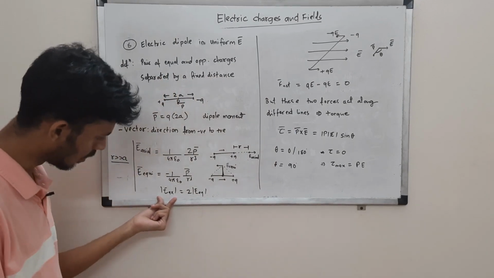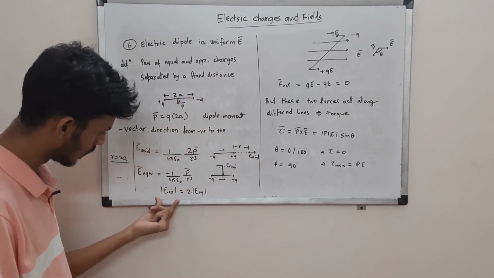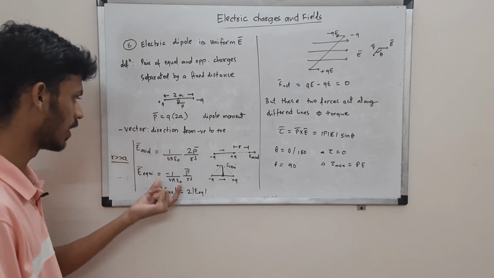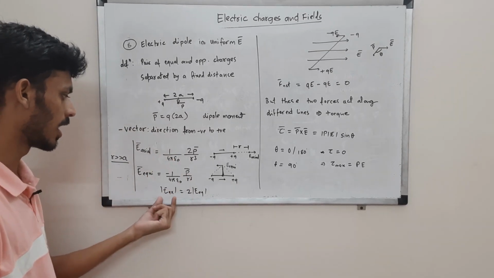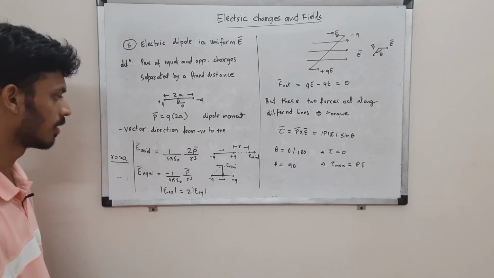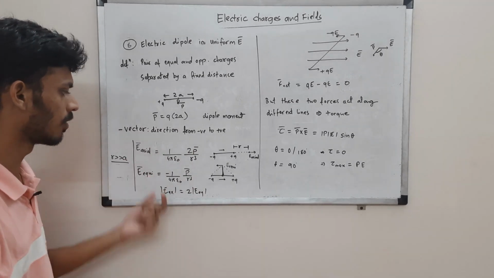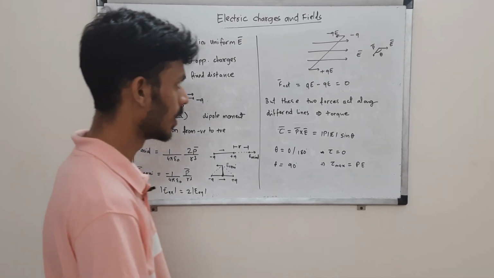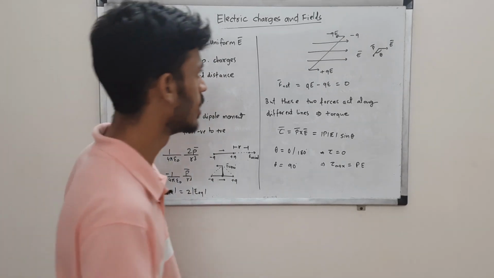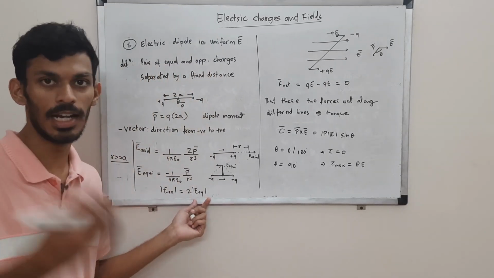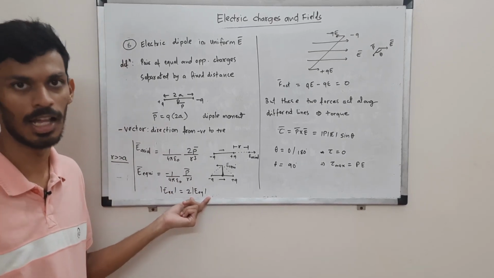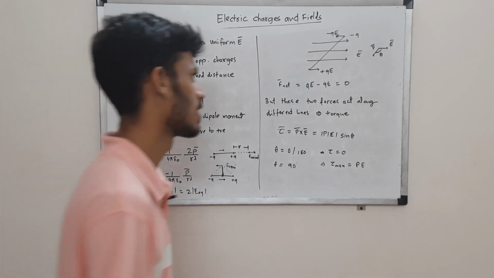Magnitude wise, the axial field can be expressed as 2 times the equatorial field. Equatorial is half of axial, so axial is 2 times equatorial. Because they are in opposite directions, we only consider the magnitude. So if you are given the field at the axial point or the equatorial point, one of them, you can find the field at the other point without going through this process.